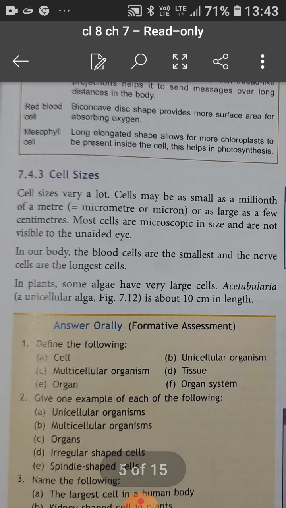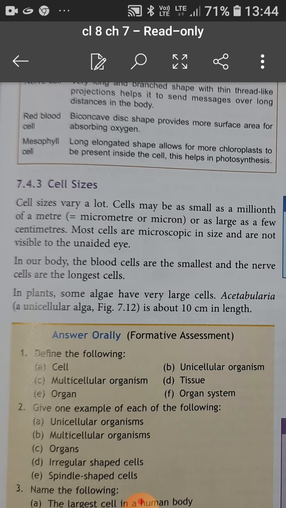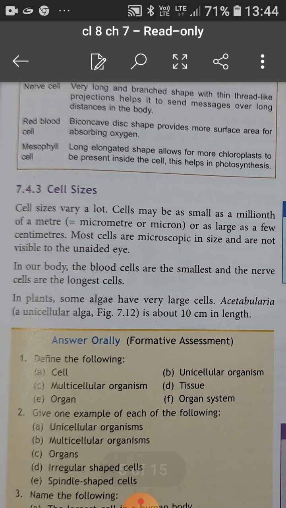Next paragraph. In our body, the blood cells are the smallest and the nerve cells are the longest cells. This is the important point. So underline this whole sentence. In our body, the blood cells are the smallest and the nerve cells are the longest cell.